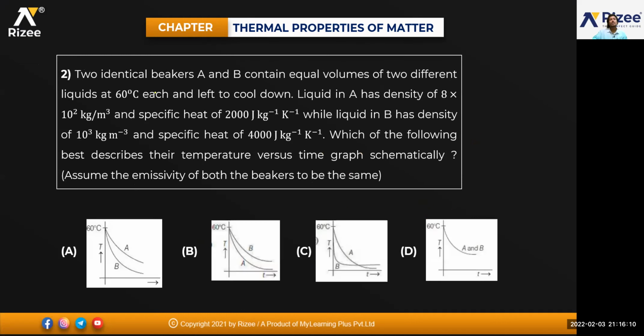Next question. Two identical beakers A and B contain equal volumes of two different liquids at 60 degrees centigrade each and are left to cool down. Liquid in A has a density of 8 into 10 to the power 2 kg per meter cube and specific heat of 2000 joule per kg per Kelvin, while the liquid in B has a density of 10 to the power 3 kg per meter cube and specific heat 4000 joule per kg per Kelvin. Which of the following best describes the temperature versus time graph systematically?